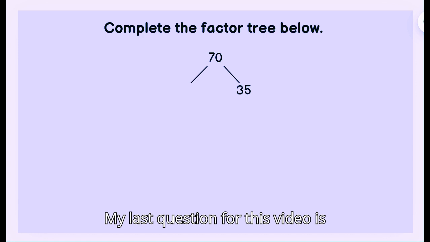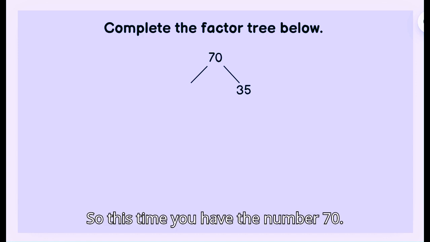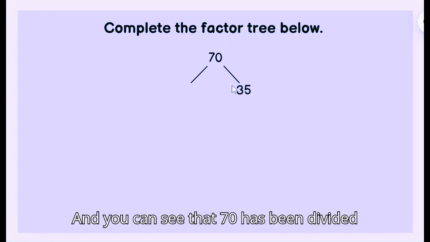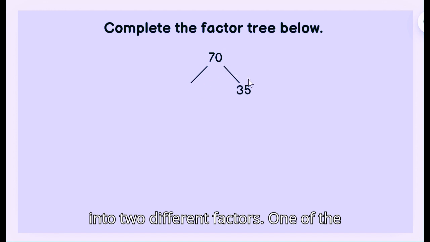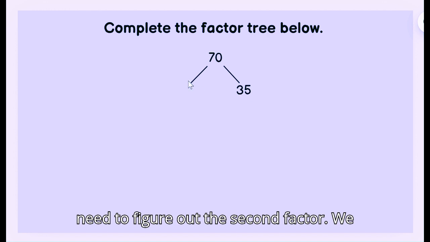Our last question for this video is complete the factor tree below. So this time you have the number 70. And you can see that 70 has been divided into two different factors. One of the factors that has been given is 35. We need to figure out the second factor.